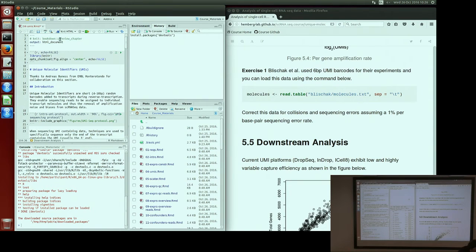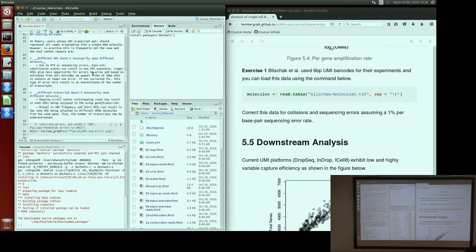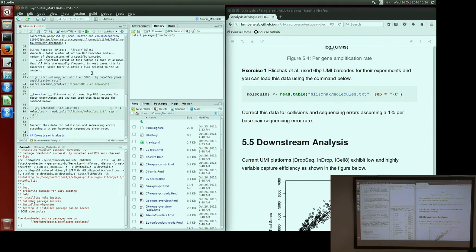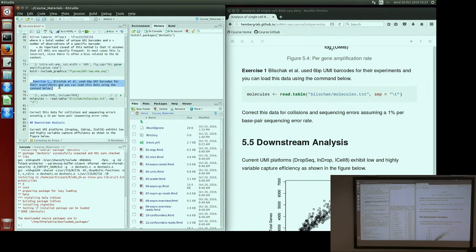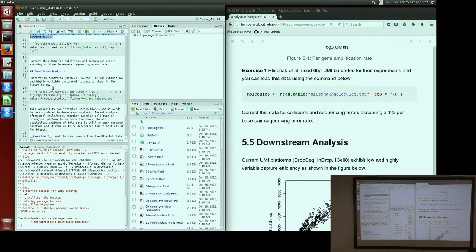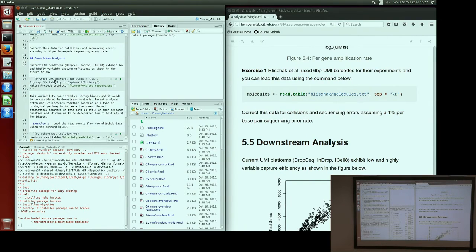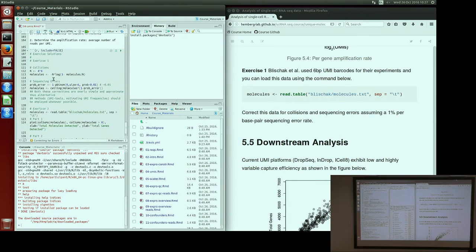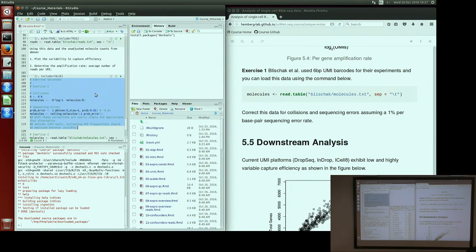So the solutions, if you are on your RStudio session, you should have access to all of the RMD files that are behind the pretty website that we're using as our slides today. So if you click on number 4, the UMI section, and then scroll down to this exercise, exercise 1 is here, then we have the solution. Nope, the solution is at the end. Here's the solution. So this is the solution to exercise 1.